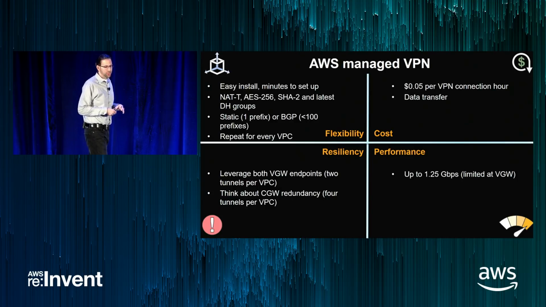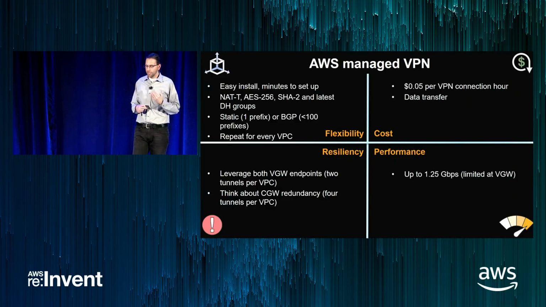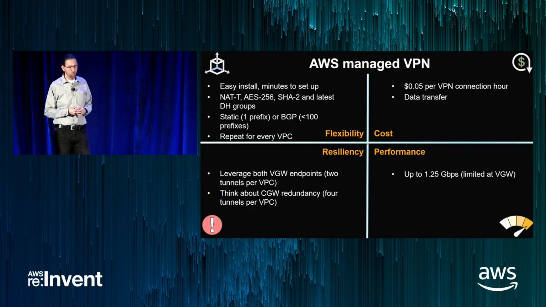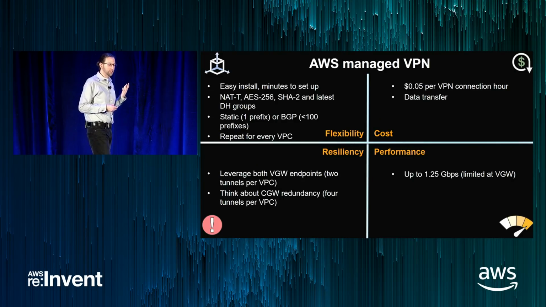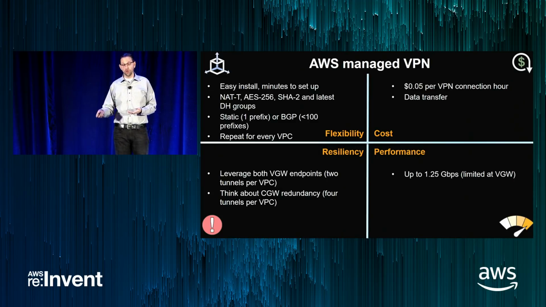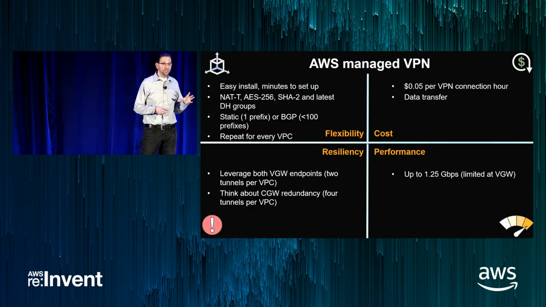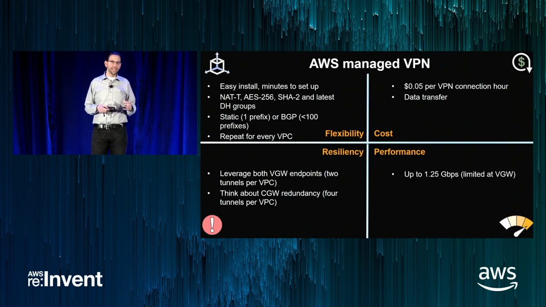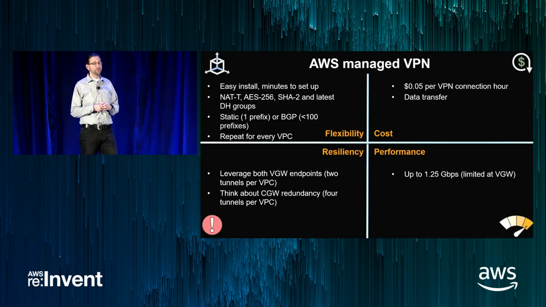This is how I'm suggesting that you think about connectivity options. It's by looking at it with these dimensions: flexibility, cost, resiliency, and performance. So in that context, AWS Managed VPN is very simple, very quick to set up. It offers the latest security as well as BGP routing. You get out-of-the-box HA, although we encourage you to think about high availability on your end as well. You pay 5 cents an hour for each VPN connection, which will include those 2 tunnels. And you can get up to 1.25 gigabits per second, but that's limited at the VGW, which means that all of the VPN connections to that VPC share that bandwidth.